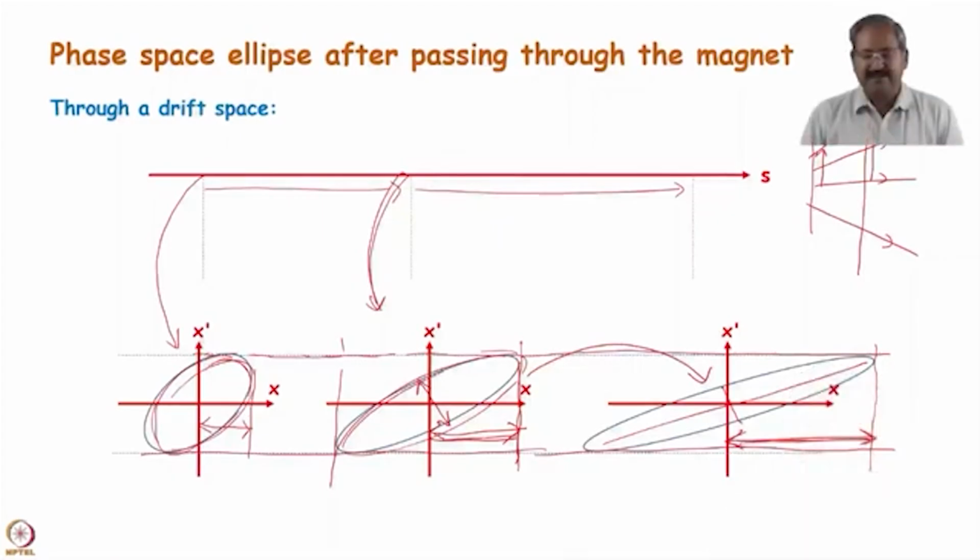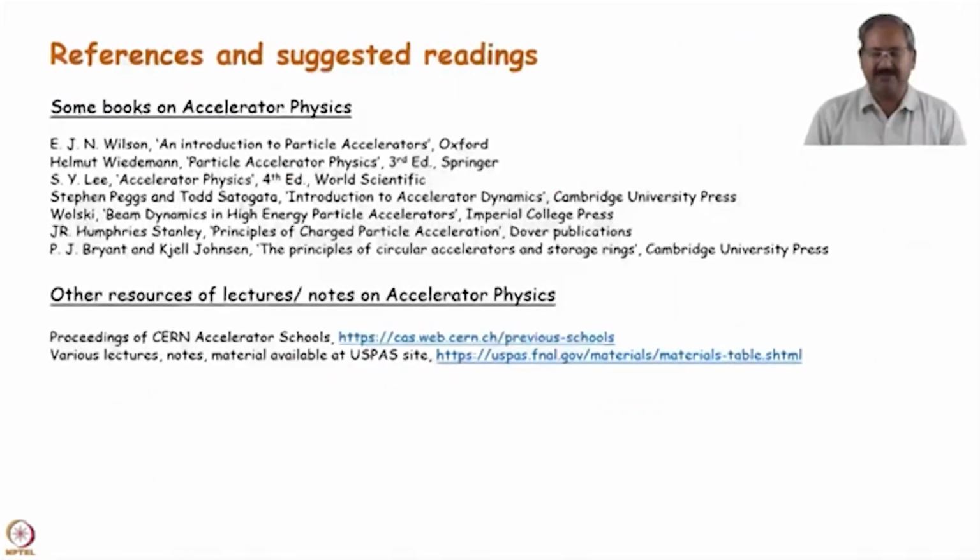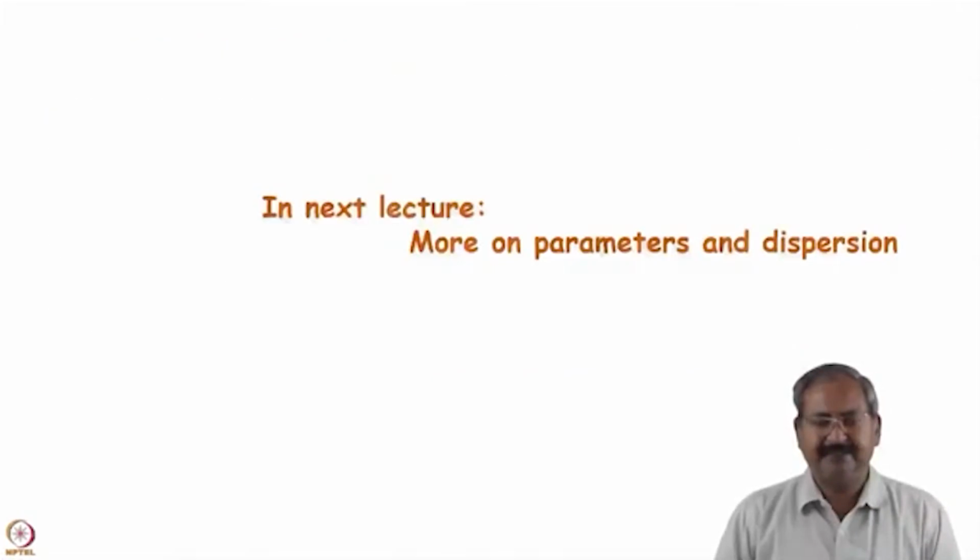I left one exercise for all of you: draw the ellipses just before a focusing lens and just after the focusing lens. Just before, take the ellipse in this orientation because it is a diverging beam, and after the quadrupole or focusing lens, suppose the beam has a convergent behavior. How the ellipse will look just after the quadrupole is left as an exercise for you. The references are the same, and in the next lecture we will see more on these parameters.